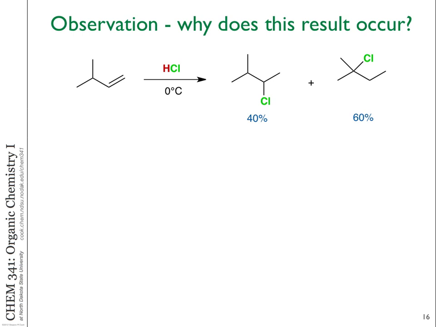Okay, now we have an example like this. Here we have an example of 3-methyl-1-butene, and under the reaction with HCl, we see the formation of two products. 40% of the product is 2-chloro-3-methylbutane, and 60% of the product is 2-chloro-2-methylbutane. How do we explain that?